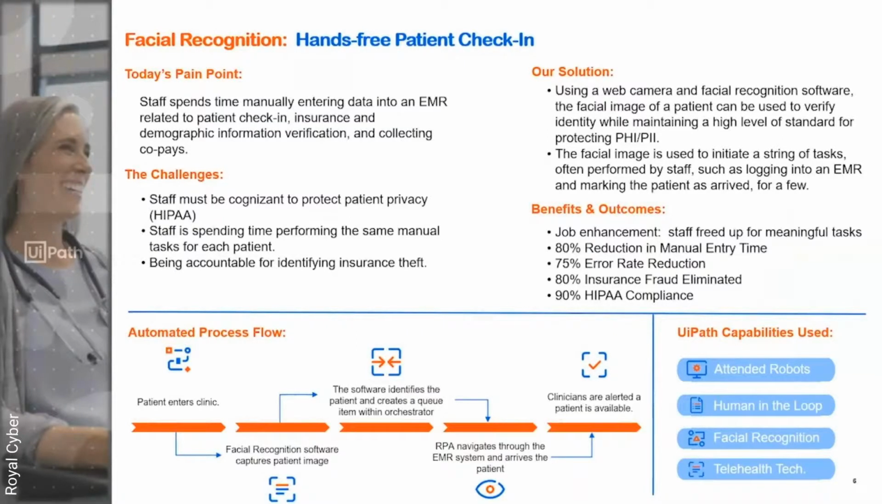Using a camera with facial recognition software, a patient's identity can be verified and the patient can be checked in anonymously. The facial image triggers a task in Orchestrator to be started. This task is the bot navigating through the EMR to check in the patient. Once a patient is checked in, the medical assistants are notified of their arrival. All this can be done while the front desk attends to patients who need further assistance.